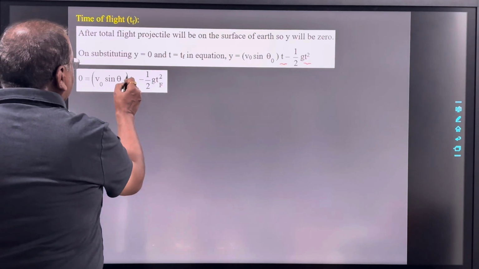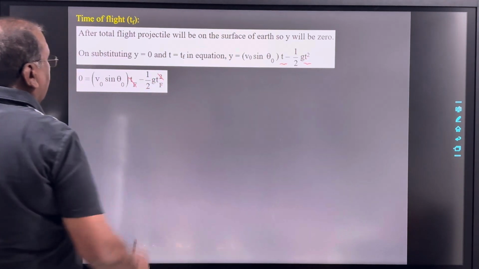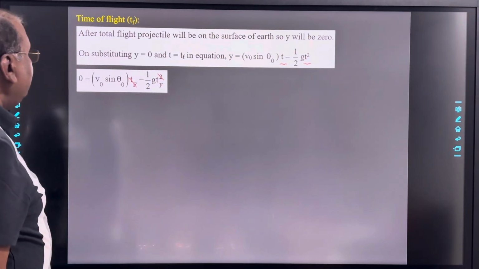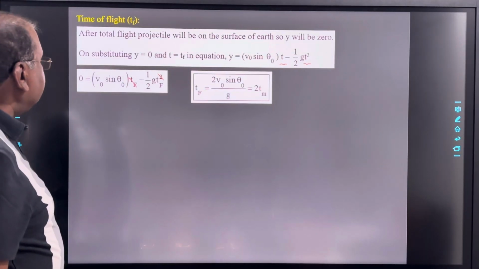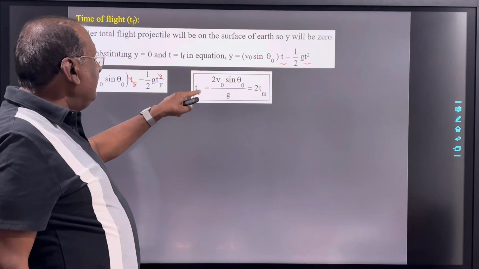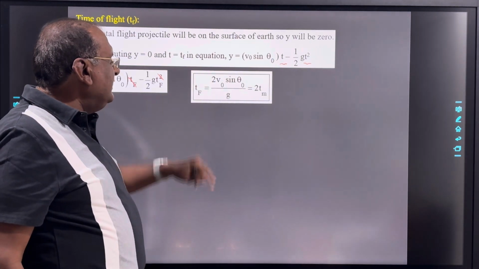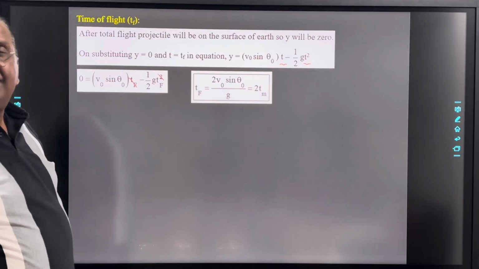So we can take one tf common, take it on the left hand side, and it will be cancelled. Now make tf the subject of the equation. So we will get tf = 2v0 sin theta0 / g.